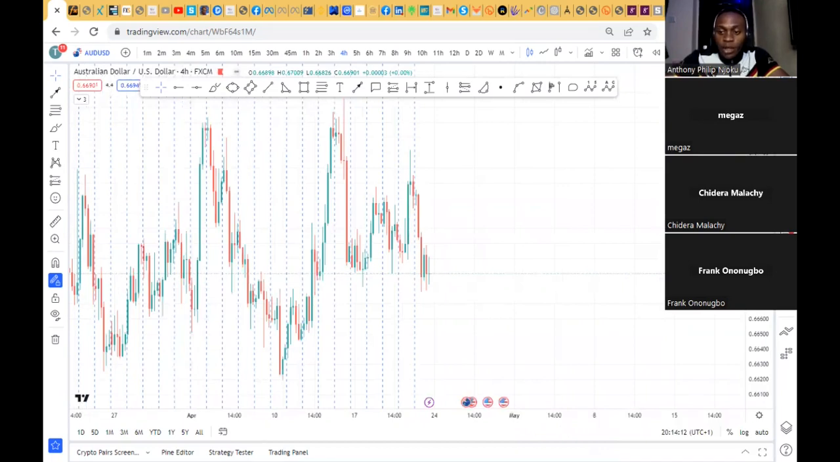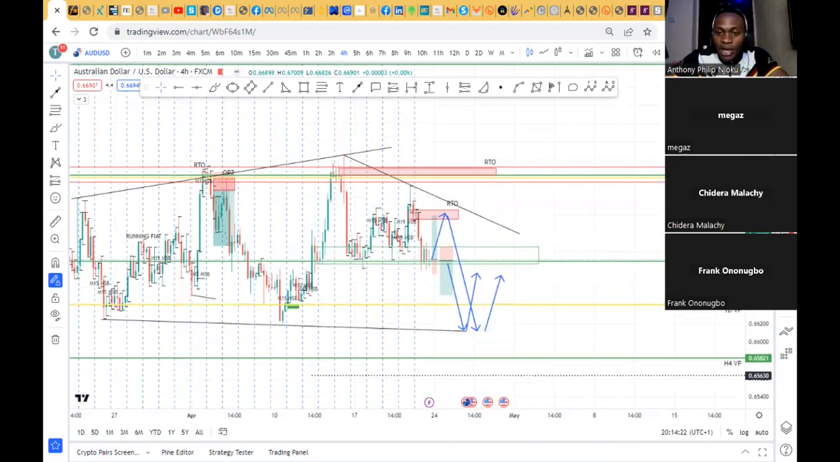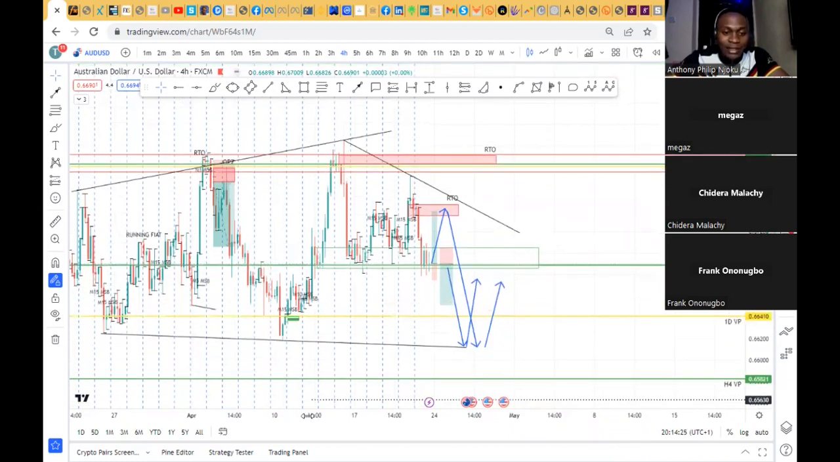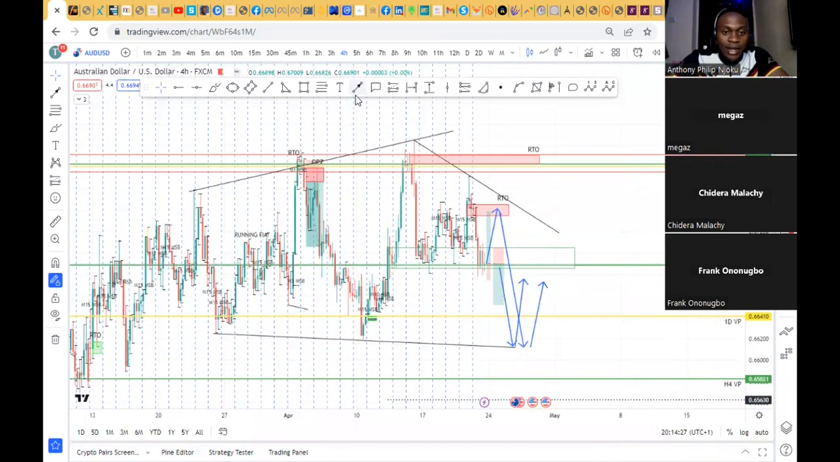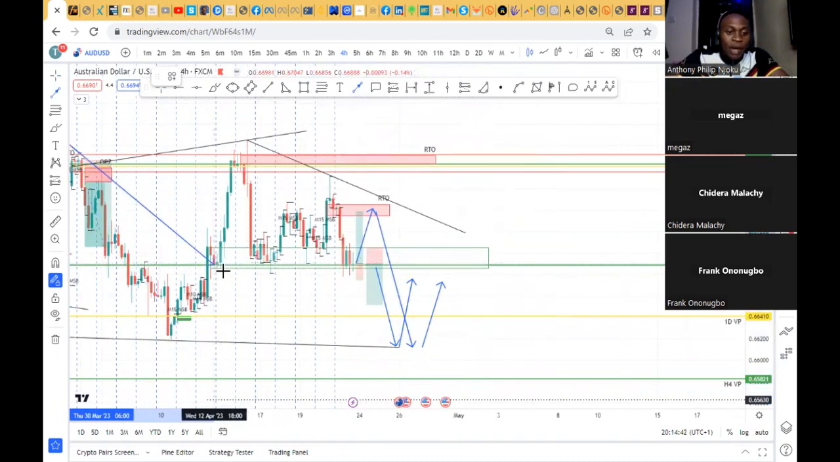AUD USD. That's the next pair. Okay, so for AUD USD, we can see an expanding flat. This is the high, another high. Then this is the low, low. And this is more like a trend line. So for AUD USD currently, what do I see? I see market at a major support level, a validation point as well, and it has fulfilled efficiency.